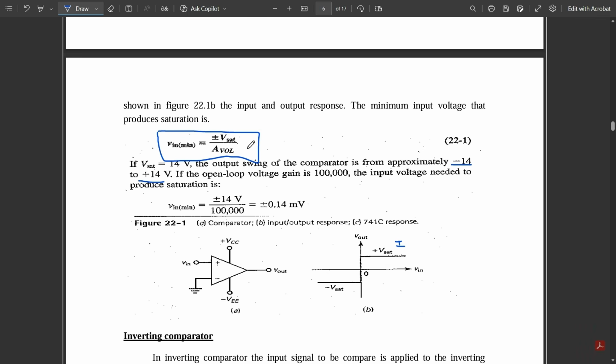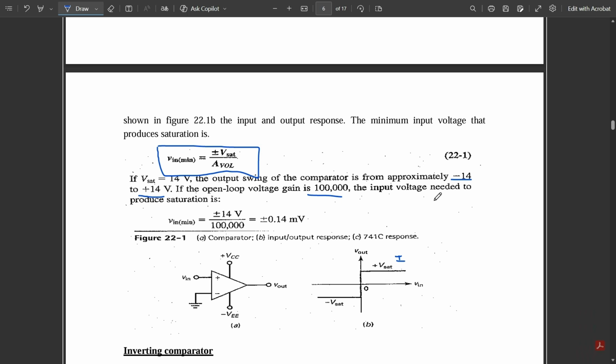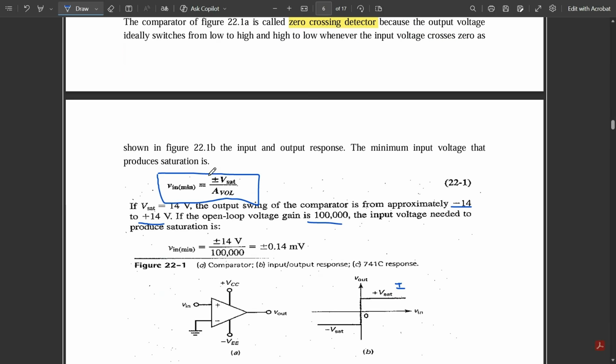So the output swing would be from minus 14 to plus 14. If the initial open loop voltage gain is 1 lakh, or 100,000, the input voltage needed to produce saturation would be V in minimum. That is, V in is equal to plus or minus 14 volt divided by 100,000, which is equal to plus or minus 0.14 millivolt.